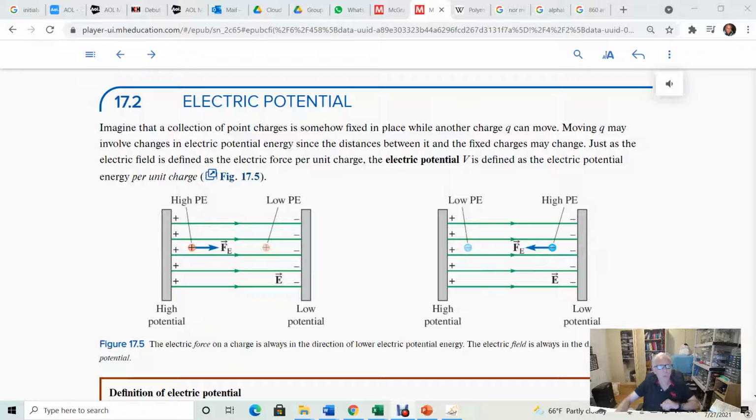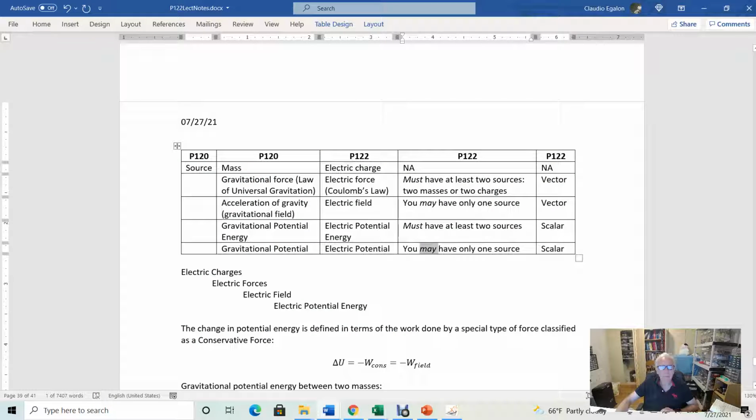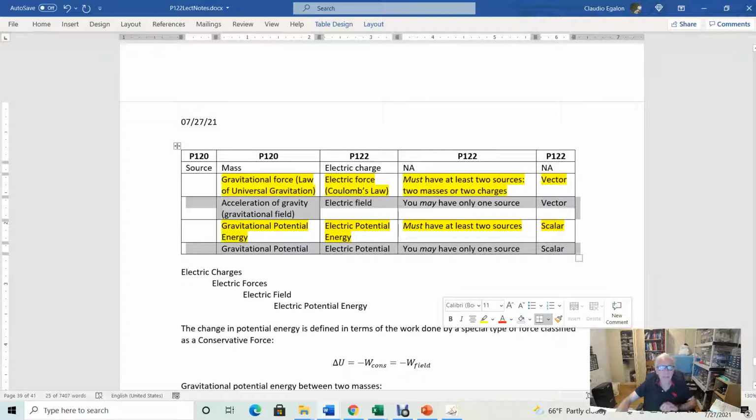Now let's talk about the electric potential. Okay, let's talk about the electric potential. Let's go back to my table that I have right in here. Okay, so notice that the gravitational force, I'm going to put it in the same colors here. Compare those two right in here, gravitational force and gravitational potential energy. In both cases, you must have at least two sources. Do you see that? Whereas for the acceleration of gravity and gravitational potential, you may have only one source.